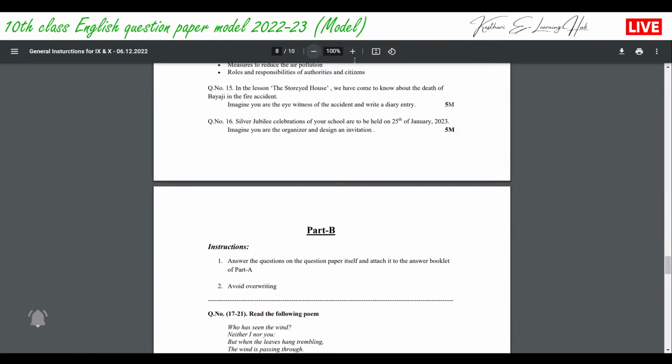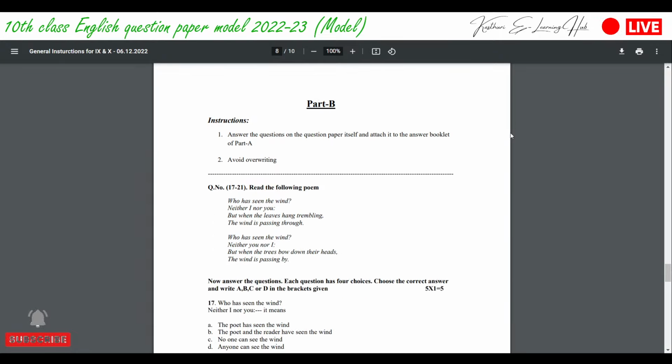Make the invitation colorfully. Try to use color pencils, because if you use a sketch pen and all, the print comes on the other side. So to avoid that, you can use the color pencils. Right, and then we are with part B.